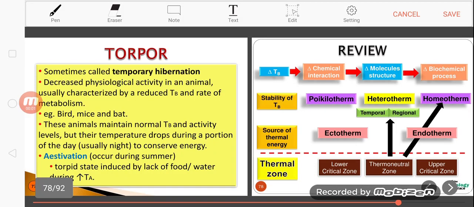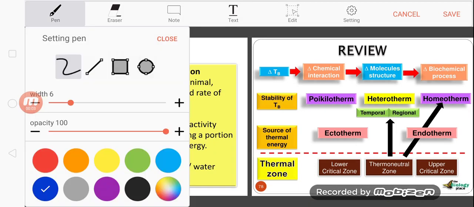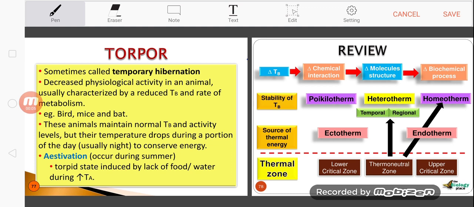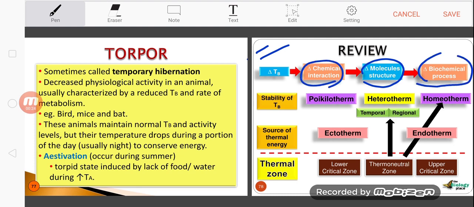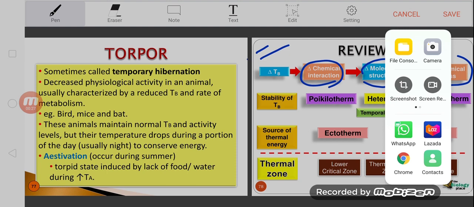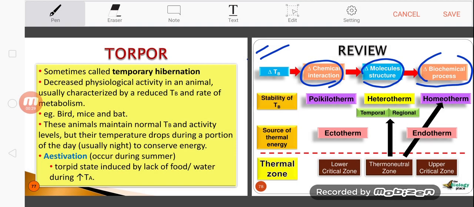Overview of thermal regulation. This slide over here. The top one here is about changes in body temperature, which can affect chemical reactions, molecule structure, chemical interactions, and also biochemical processes. The easiest example is enzyme denaturation.